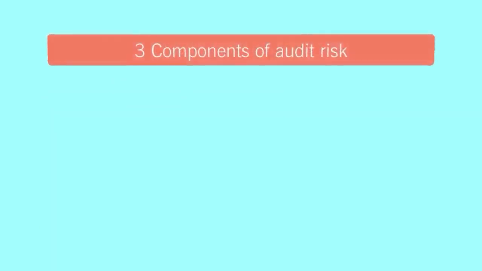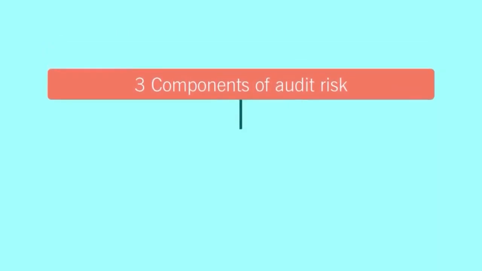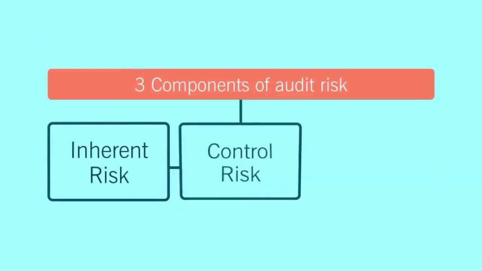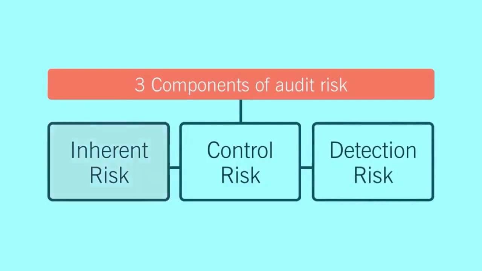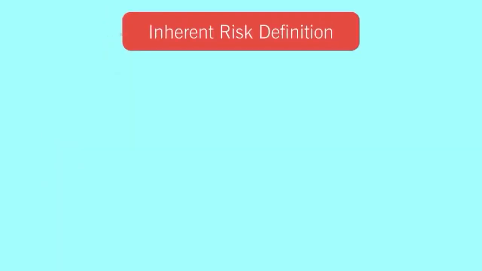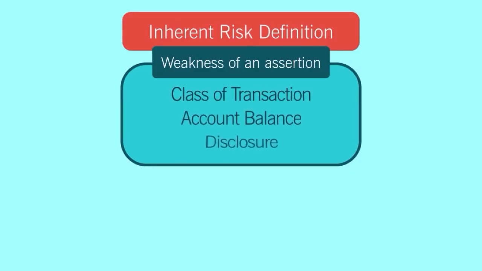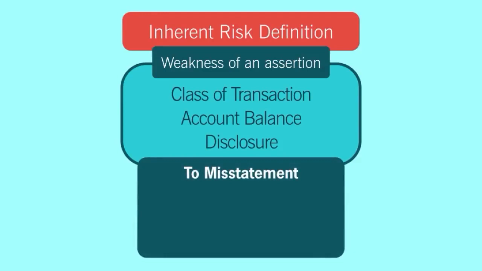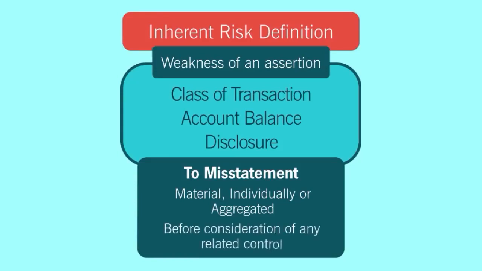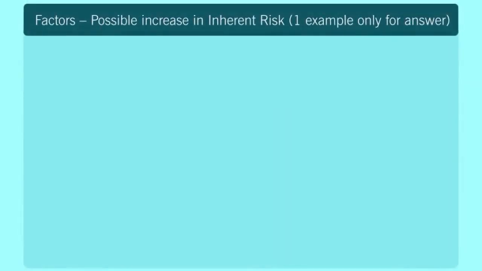There are 3 components of audit risk: inherent risk, control risk, and detection risk. Inherent risk is defined as the weakness of an assertion about a class of transaction, account balance, or disclosure to a misstatement that could be material, either individually or when added together with other misstatements before consideration of any related controls. Inherent risk is affected by the nature of an entity.